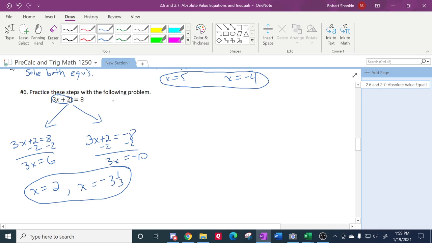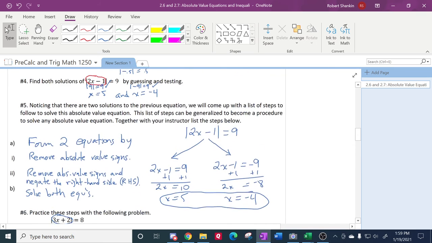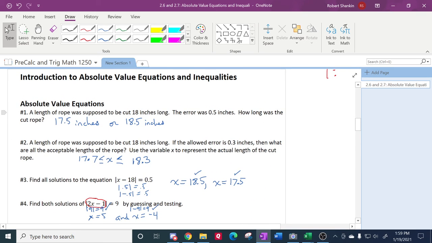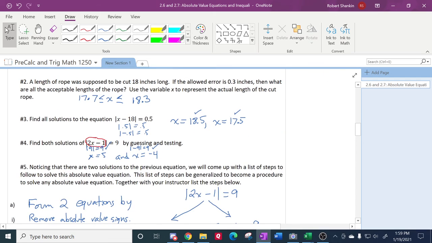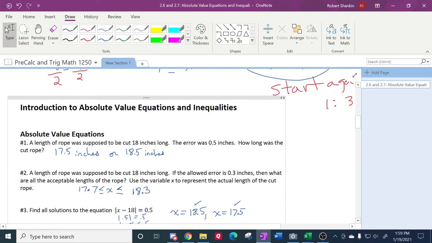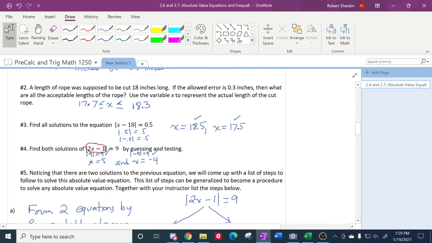Now, where do absolute value equations come from? One of the most common places they come from is error analysis. When we say a rope was supposed to be a certain length, the error could have been on either side. That's why the equation related to that is, supposed to be cut 18 inches, absolute value of x minus 18. X minus 18 is the error. It's supposed to be 18 inches, but it was actually cut to be x inches. But it could have been too long or too short, so we put absolute value. The magnitude of the error can be at most 5, or it must be 5 in that case.